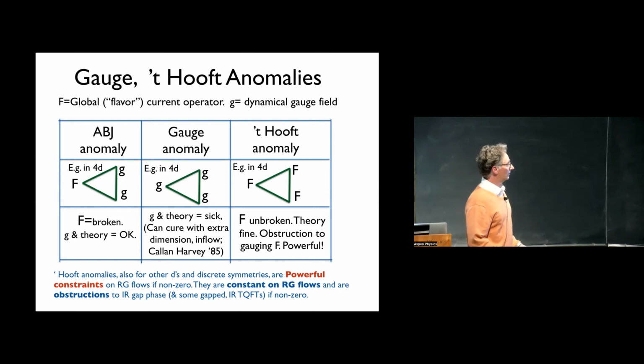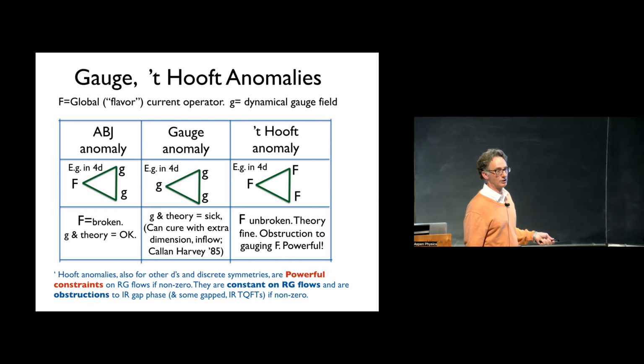So whenever we find theories where these things are non-zero, it's like a wonderful gift, because then we know something about the theory in the infrared. These 't Hooft anomalies also exist for other dimensions and for discrete symmetries, and they're powerful constraints on the renormalization group flows if they're non-zero, because they have to be constant along the renormalization group flows.